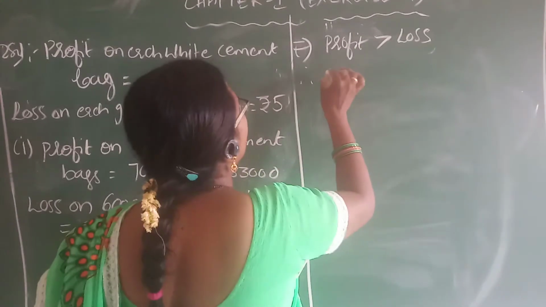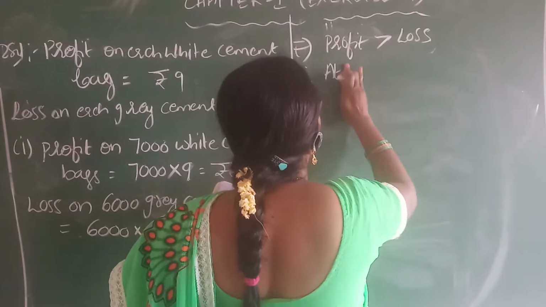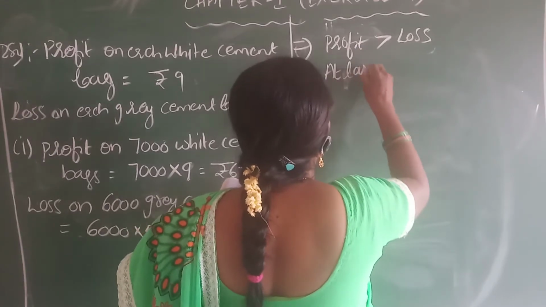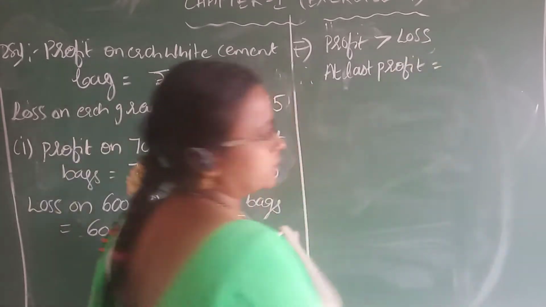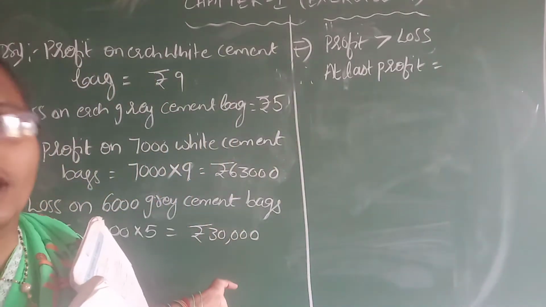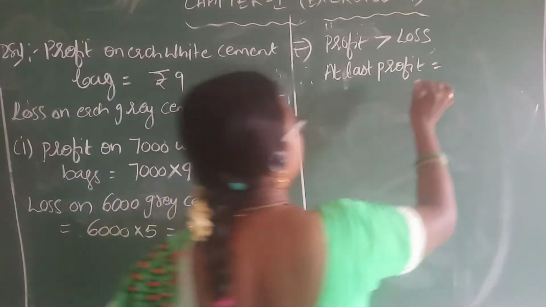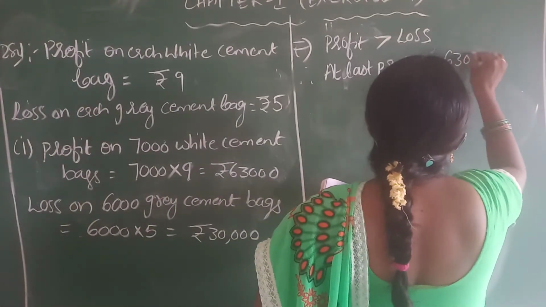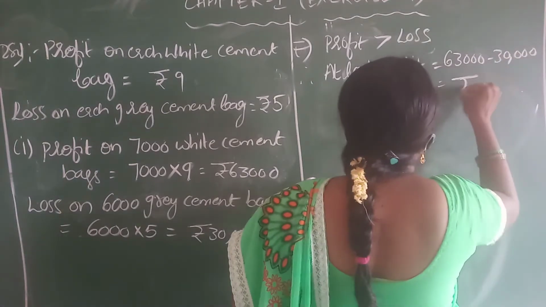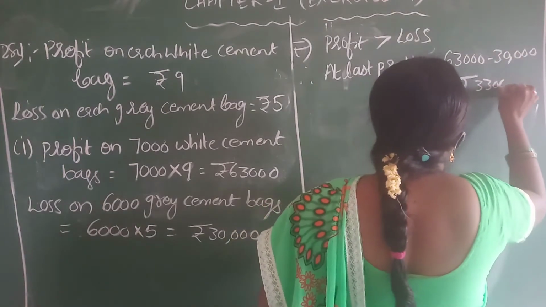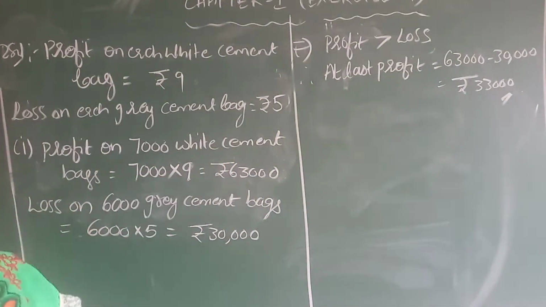So, at last, profit is equal to, since profit is more than the loss, only the profit is left: 63,000 minus 30,000 is equal to rupees 33,000. So, this is the solution of the first question here.